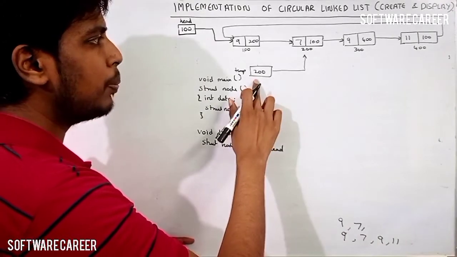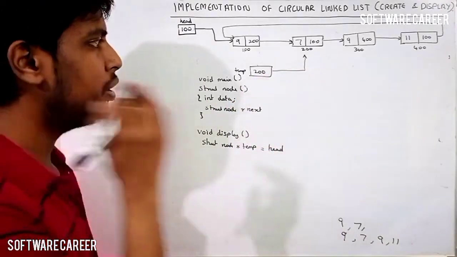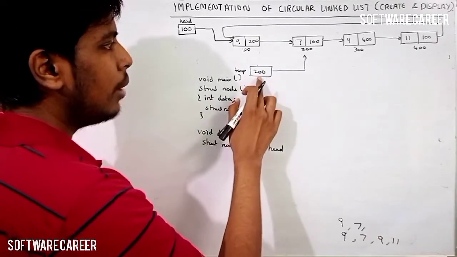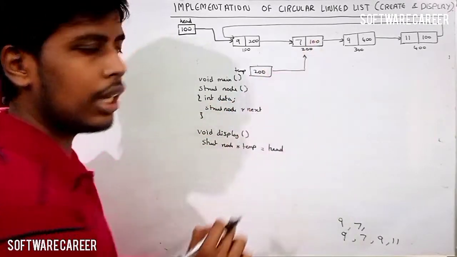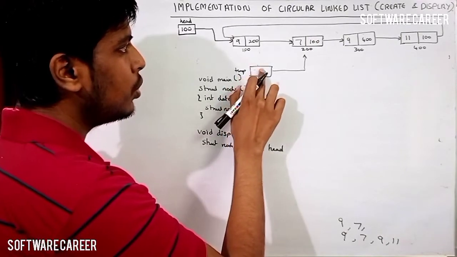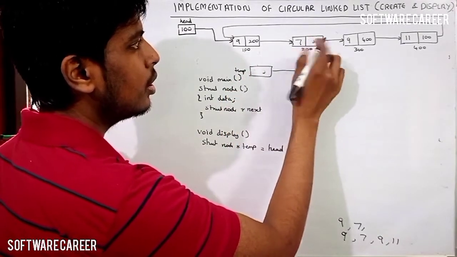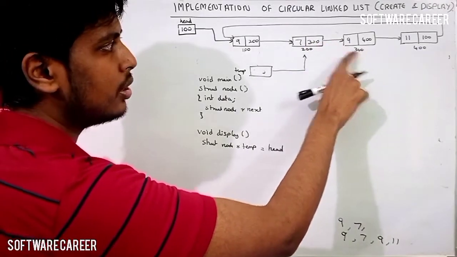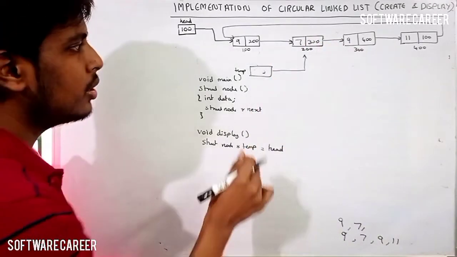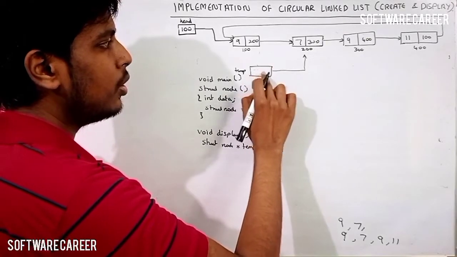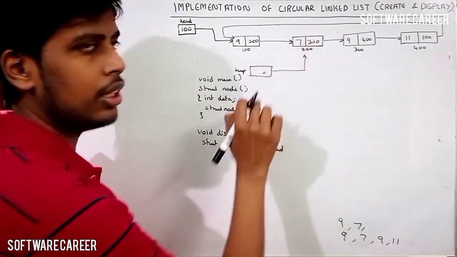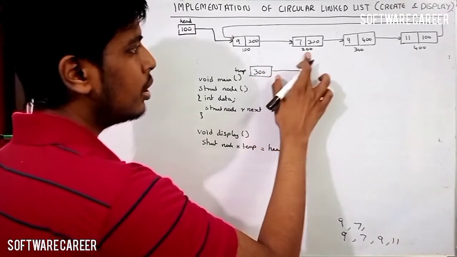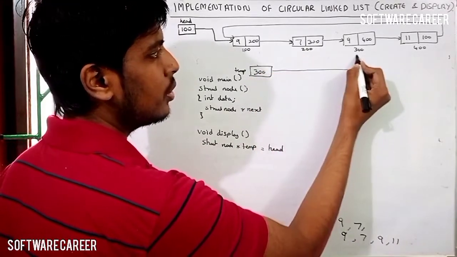Now I should move the temp pointer to the next node. How can I move? I should update the temp pointer to temp next. So temp is 200. 200 next is... sorry, this is 300, because this stores the address of the next node. The address is 300, so I stored 300 here. See, now temp was 200, and 200 next is 300. So 300 is stored here, and this pointer now points to the next node.